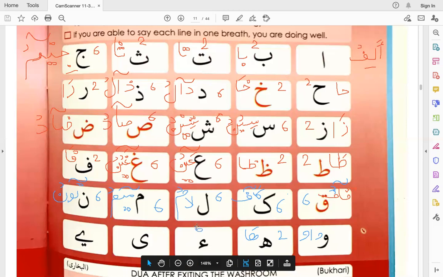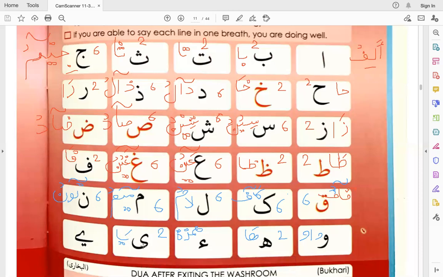Hamza. It will be said like this. The name of that letter is Hamza. There are only two letters to pronounce this letter, so we'll stretch it two haraka long, because this is only mad. How can we stretch mad? We cannot stretch mad more than two counts. This is two counts long.